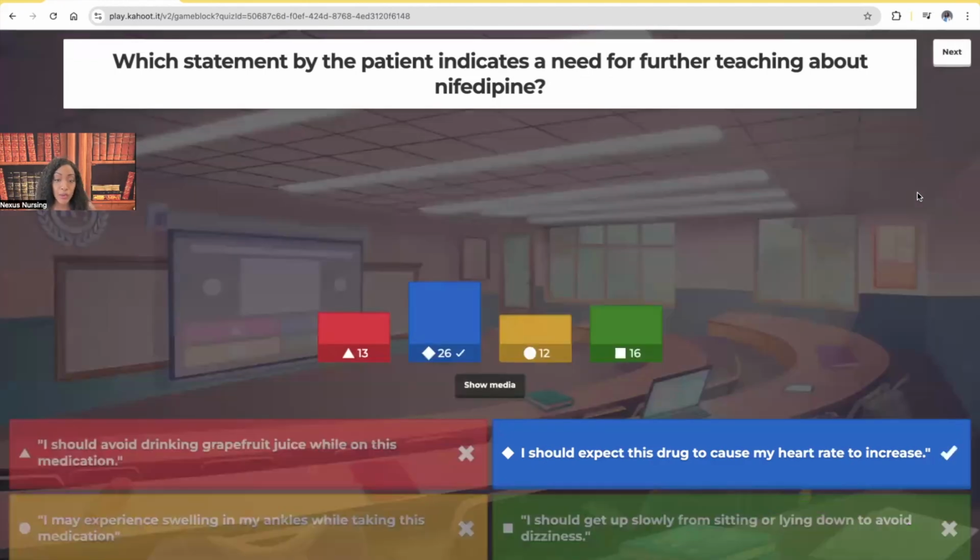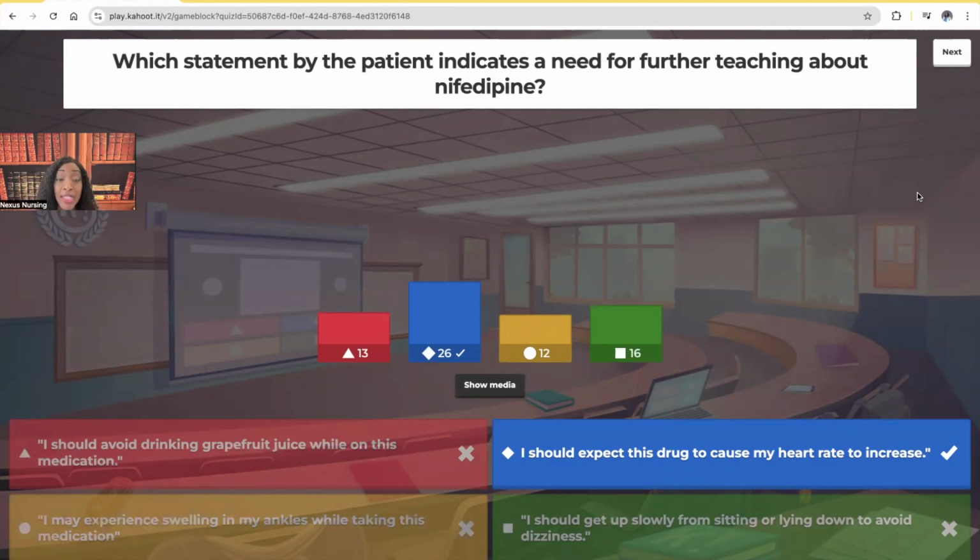All right. And the correct answer is I should expect this drug to cause my heart rate to increase. No, you should not expect that. That is an adverse reaction. Guys, there's a difference between side effect and adverse reaction. A side effect is something that may possibly happen. You're going to warn the patient that it may possibly happen so they don't stop taking the drug if it happens. They already knew in advance that's a side effect of the medication.